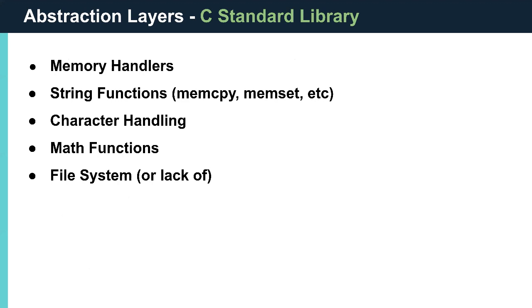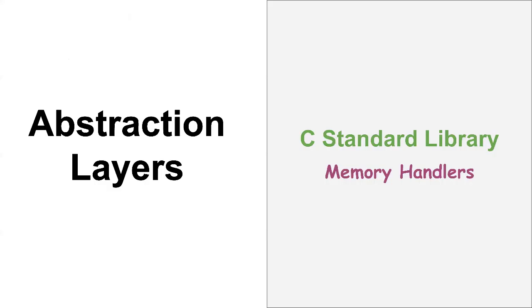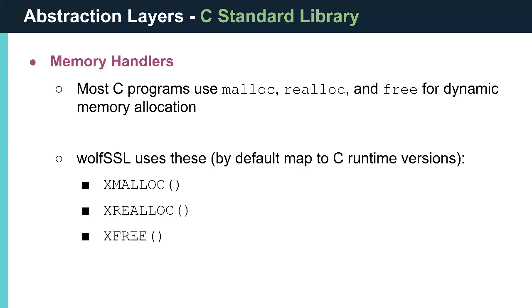So as far as the C standard library goes, this is going to be things like memory handlers, string functions, character handling, math functions, and file system. For memory handlers, most C programs are going to use malloc, realloc, and free. wolfSSL defaults to using those as well. I think most of our builds don't use realloc at all. We just try to use malloc and free since some embedded platforms don't have a realloc available.